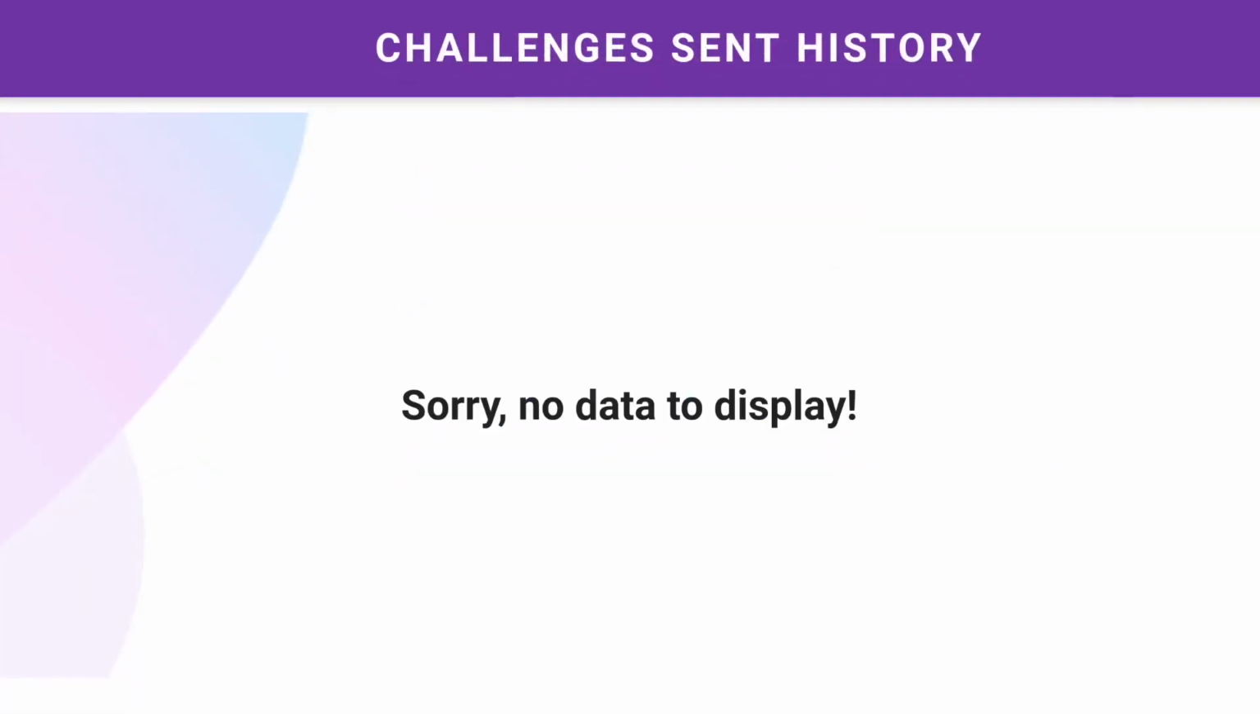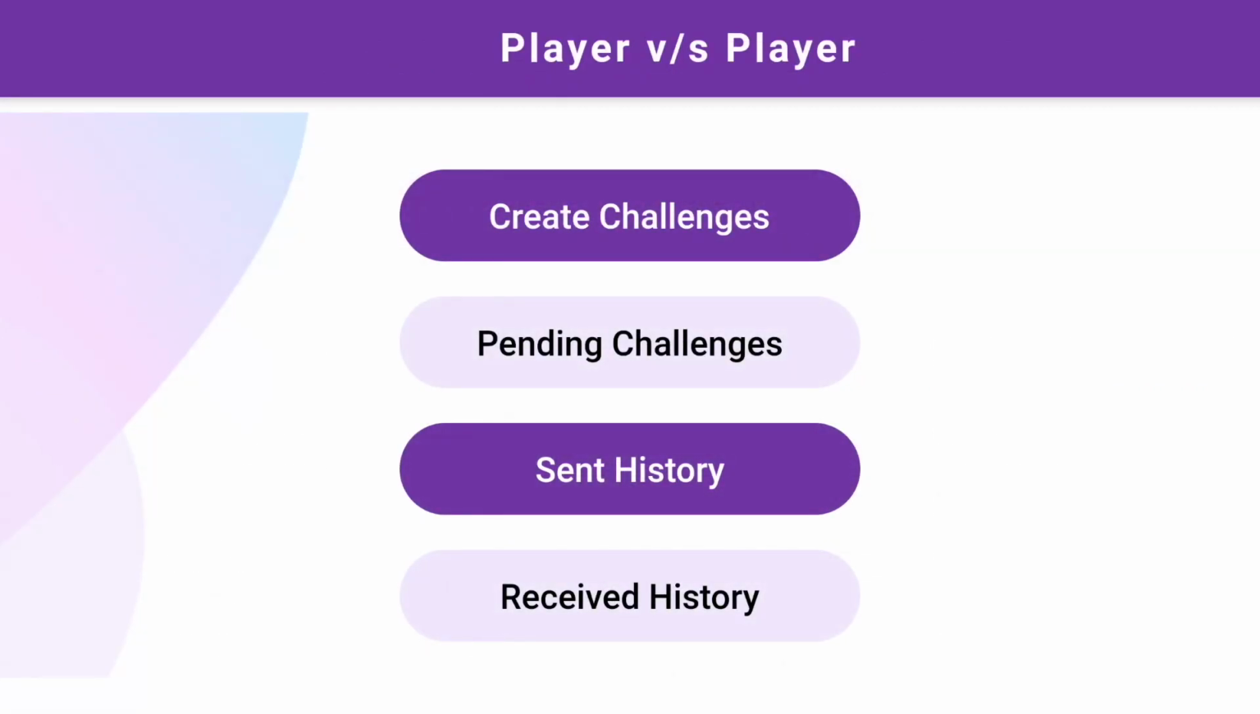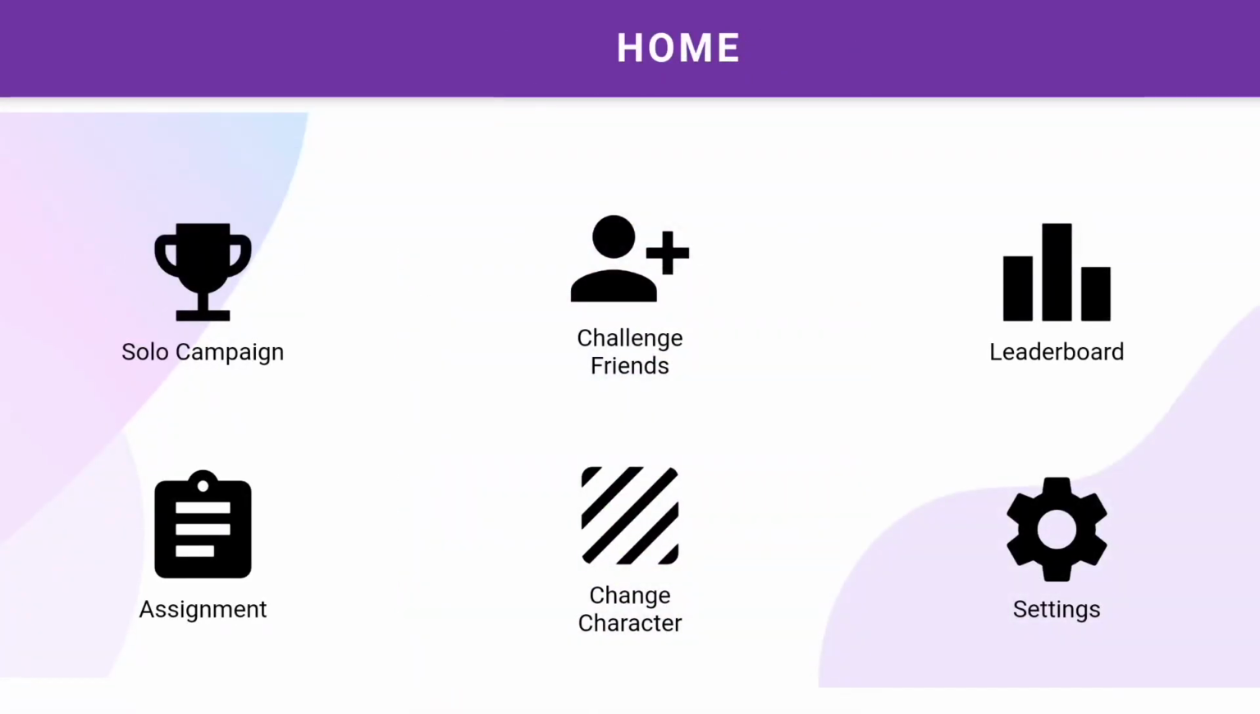Because this particular user has not sent out any challenges, there is no data to display the challenges sent. But in the received challenges, they have two. The latest one being from GA_19 from today's date, World 1 Stage 2 Easy. Their score was 40 and my score was 0, and I lost this particular battle. This was the challenge feature, which was to basically create a competitive environment in which all students learn simultaneously.